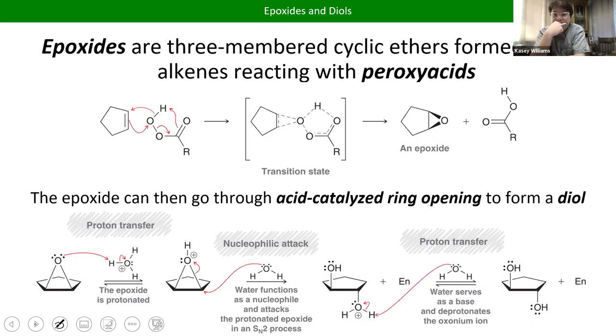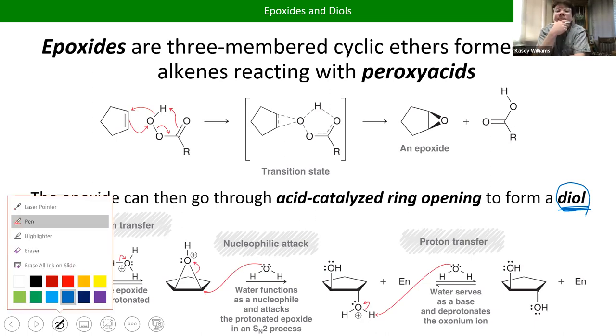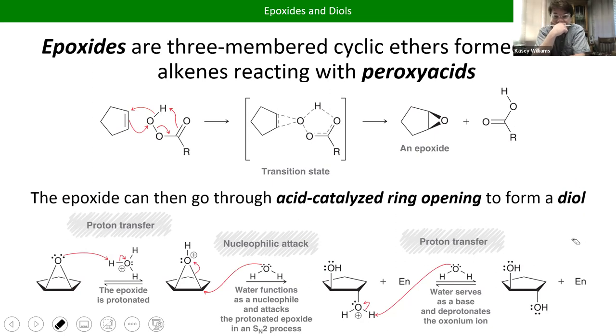And if one OH group is called an alcohol, two OH groups is called a diol. Di for two, OL for alcohol. So this allows us to create a diol starting from an alkene. Again, we're adding more ways that we can control what we're adding to each side of the alkene when we break the pi bond.